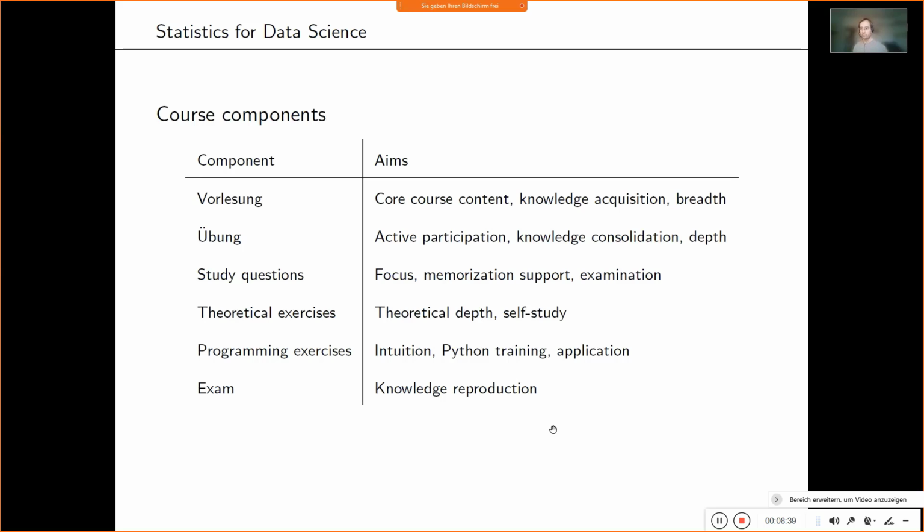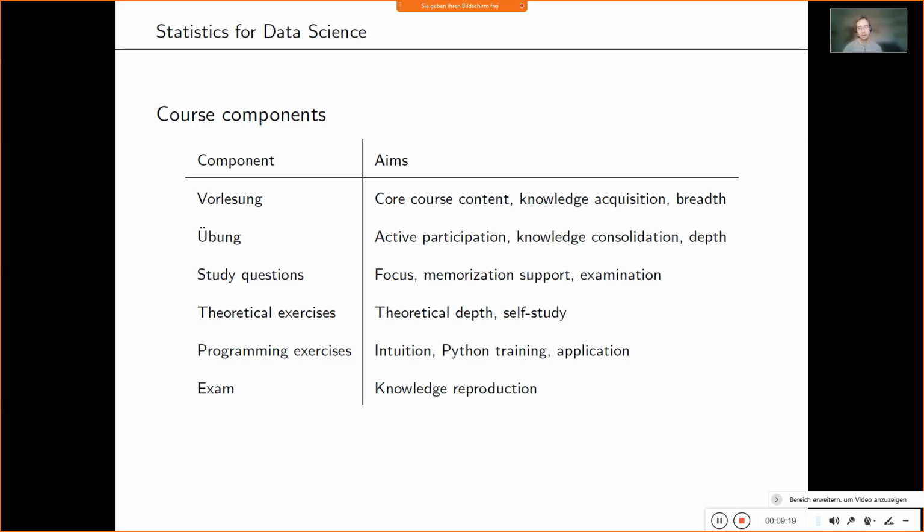To make it clear what these different aspects of the course are about. So there is the Vorlesung, which is happening right now. This is where we cover the core course content. It's about knowledge acquisition and breadth. So we try to cover a lot of ground, and for me it's really important that you learn something. I know that a lot of courses are mainly focusing on you doing something. You're also supposed to do something here, but I think there's a lot to learn, and before you start doing things without knowing what you're doing, I think it's good to know a lot. So I emphasize knowledge acquisition definitely.